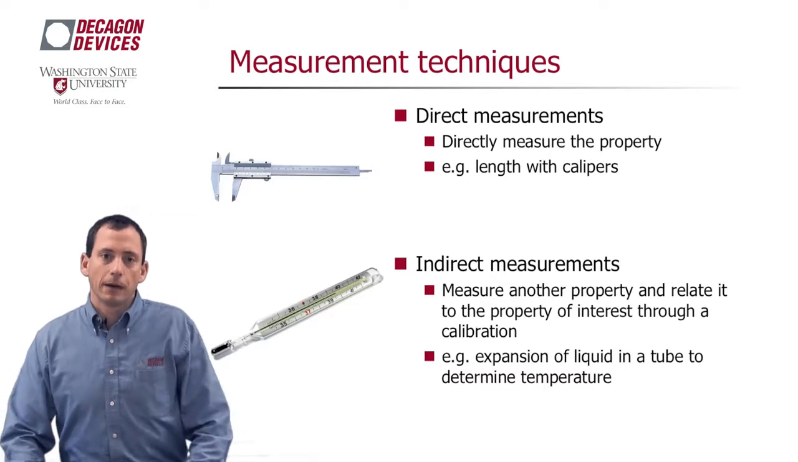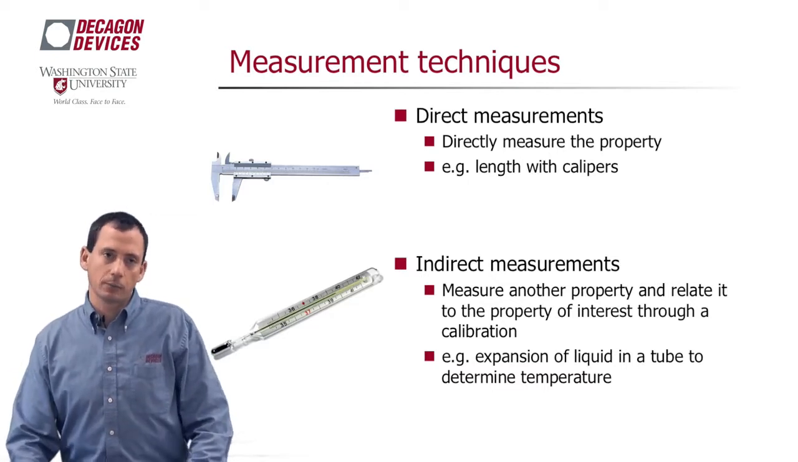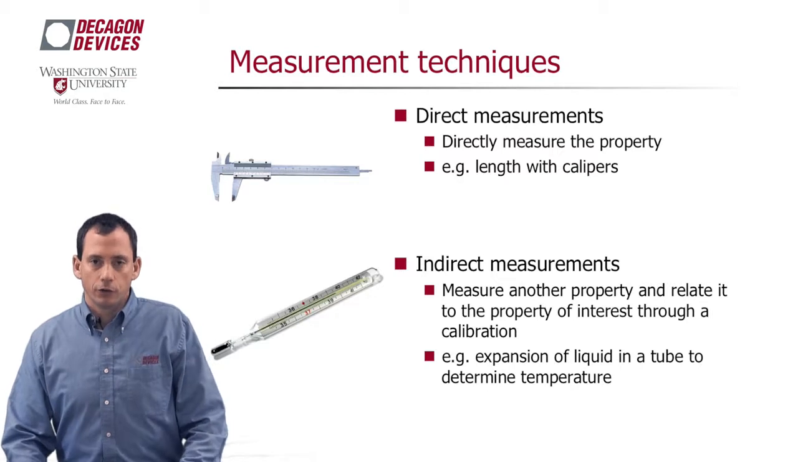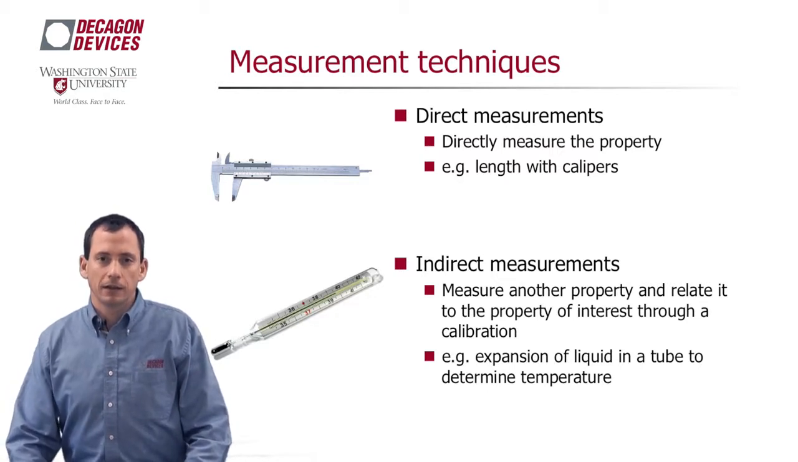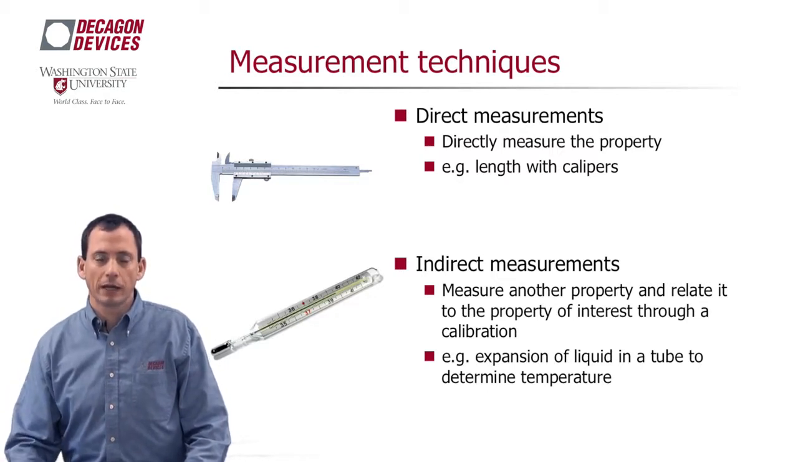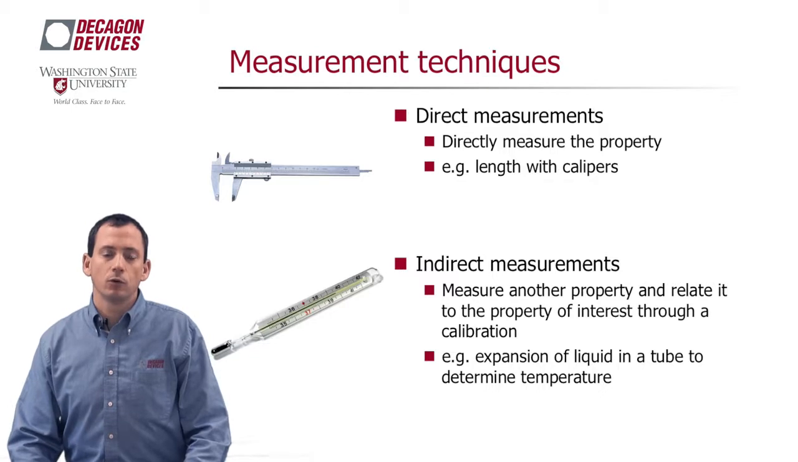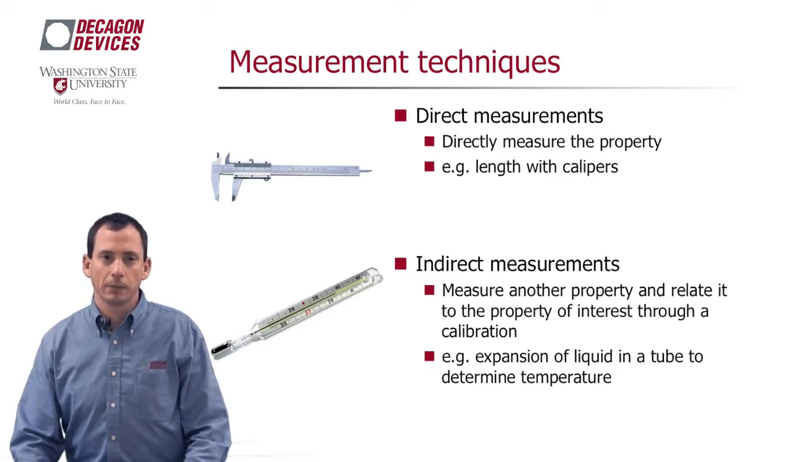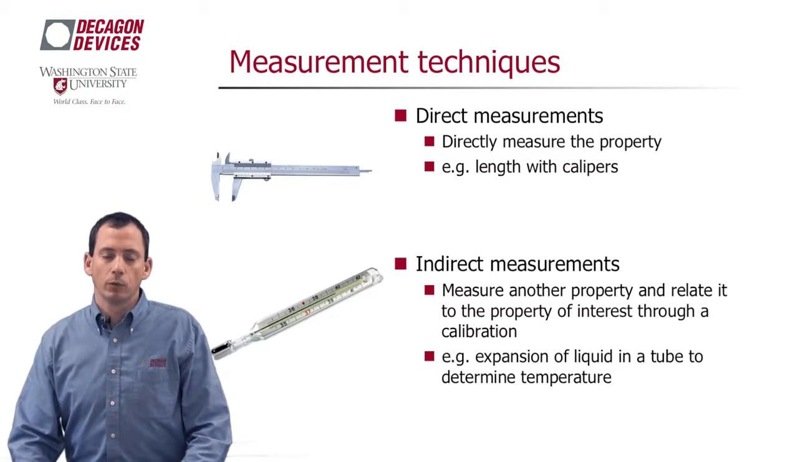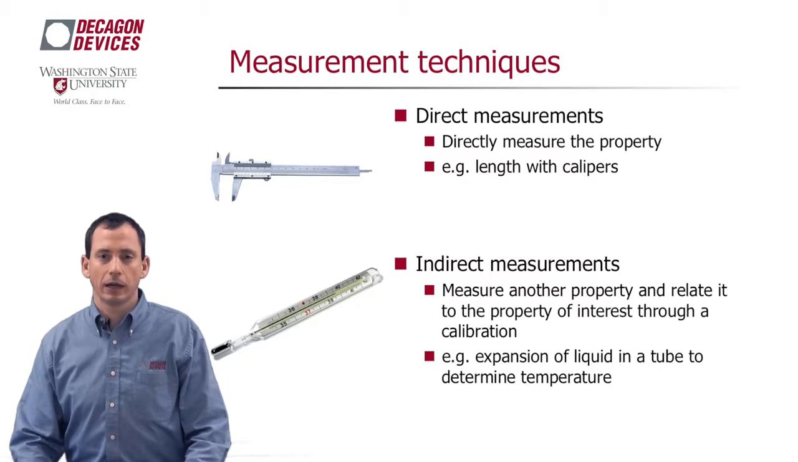Now we want to talk a little bit about direct measurement techniques versus indirect measurement techniques. A direct measurement technique, as the name indicates, is when you simply directly measure the quantity that you care about. So for instance, you could measure length directly with a ruler or a pair of calipers. You could measure mass directly with a balance. But often we can't directly measure something, or can't conveniently directly measure something. So we would measure some quantity and relate that to the quantity that we actually care about.